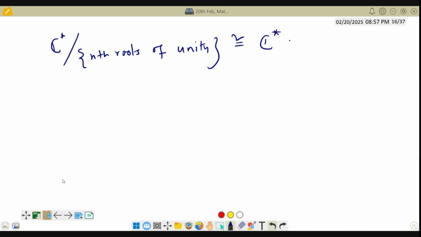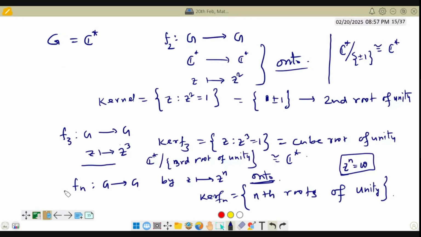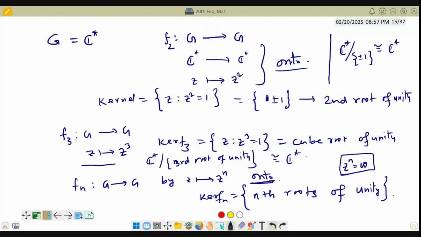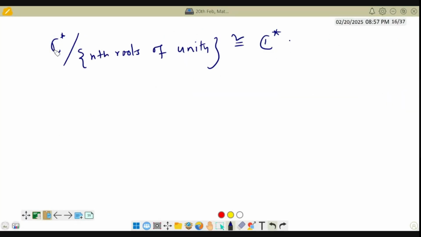So that means option C is false. This example gives you option C false. Sorry, option C is true, not false. I have given you one example for that: H is a proper subgroup such that G mod H is isomorphic to G. For this case, G is C star, and this is called H. So G mod H is isomorphic to G. So option C is possible.